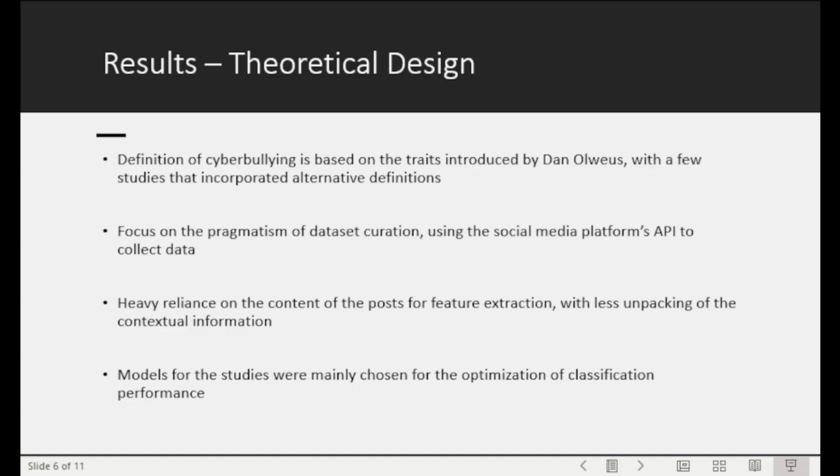Most studies were focused on the pragmatism of the dataset curation, relying on the social media platform's API to collect their data. The reliance on pragmatism has unfortunately left out the considerations of theories that could further improve the curation process. There has been a large focus on the vocabulary that is used in the posts when it comes to feature selection. Prior literature fell short of harnessing or unpacking the context of the specific cyberbullying incident, despite that contextual information is important for cyberbullying detection, as the content alone does not provide enough information for the classifiers.